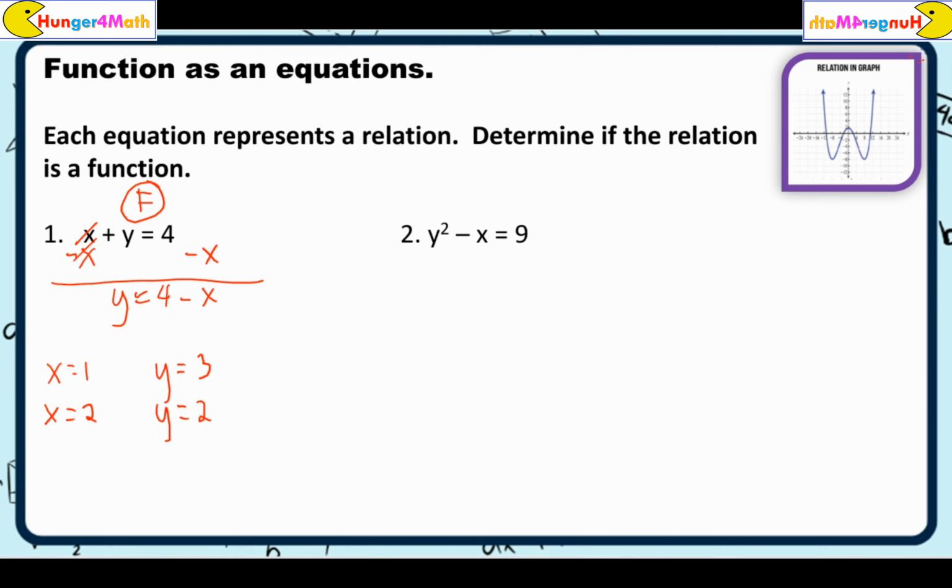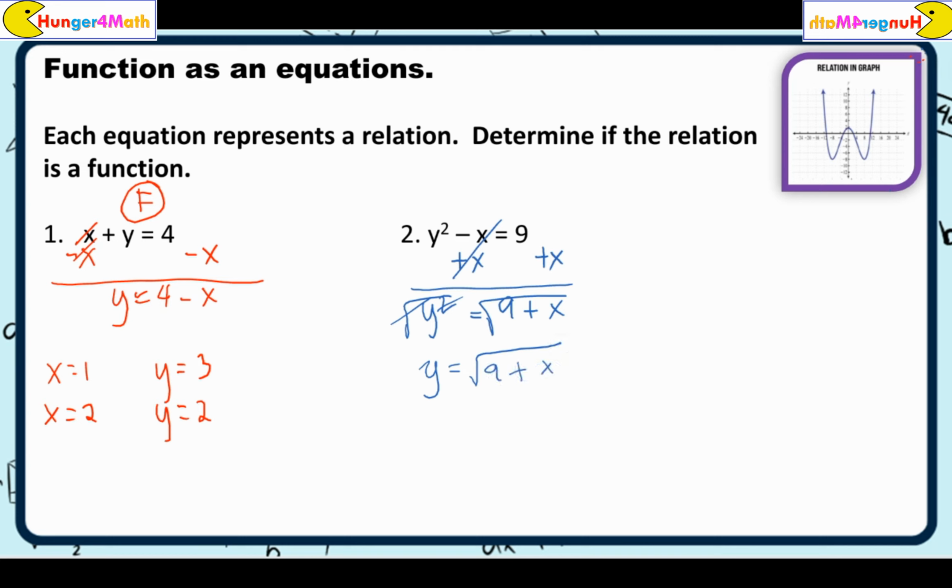Number two is y squared minus x equals 9. So let's isolate the variable y. So the inverse of minus x is plus x for both sides. That will turn into y squared, and minus x plus x is 0, equals 9 plus x. Then we have to remove the square by taking the square root of both sides. So we can cancel out this. That will be y is equal to the square root of 9 plus x.